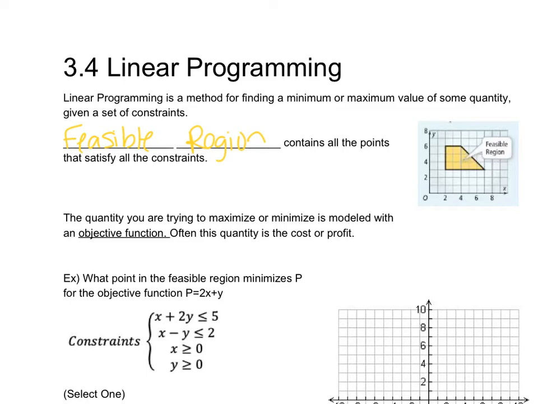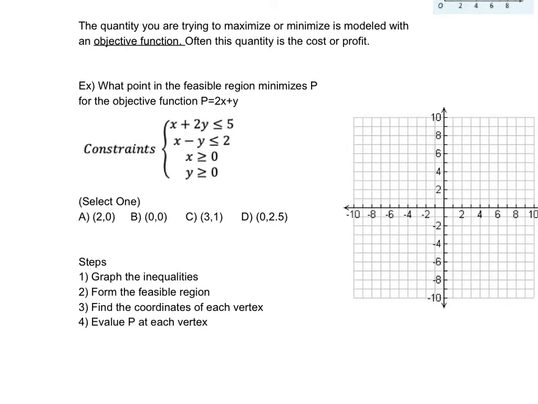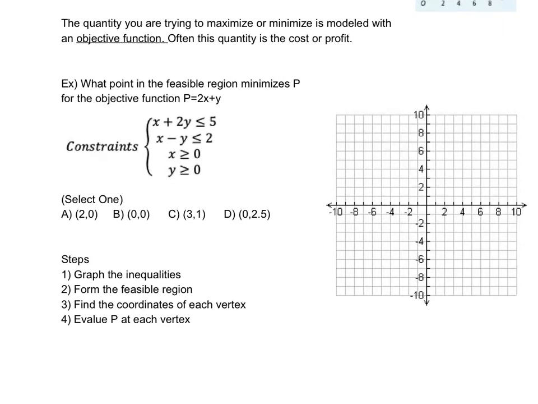All right, let's go on. So here's our first problem. At what point in the feasible region, this should say maximizes, P for the objective function P equals 2x plus y. Okay, so you have these constraints, and this is a multiple choice problem, but we're going to solve it the old-fashioned way and then circle at the end. So here are the steps to solving these problems.